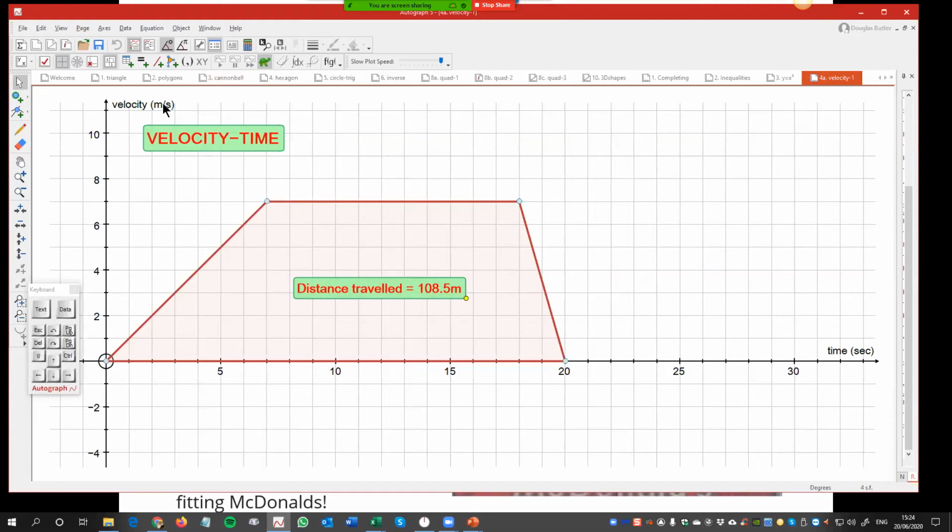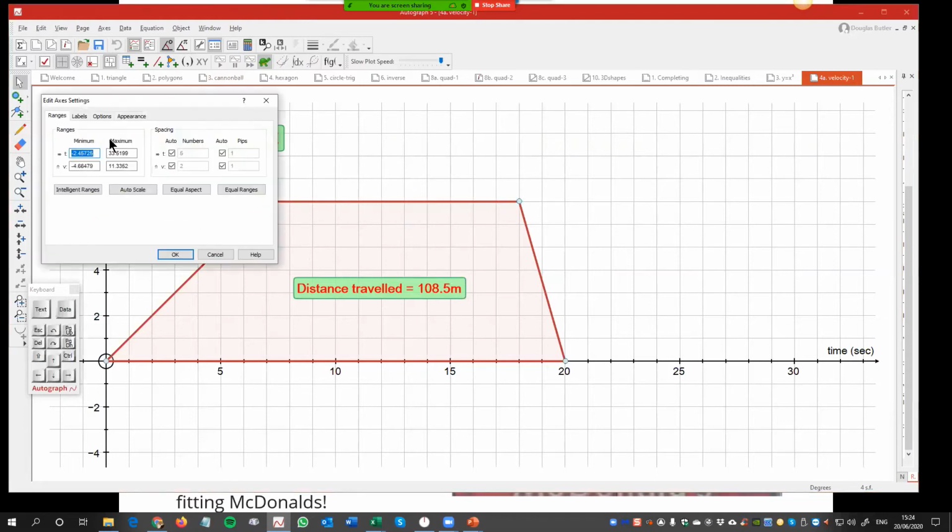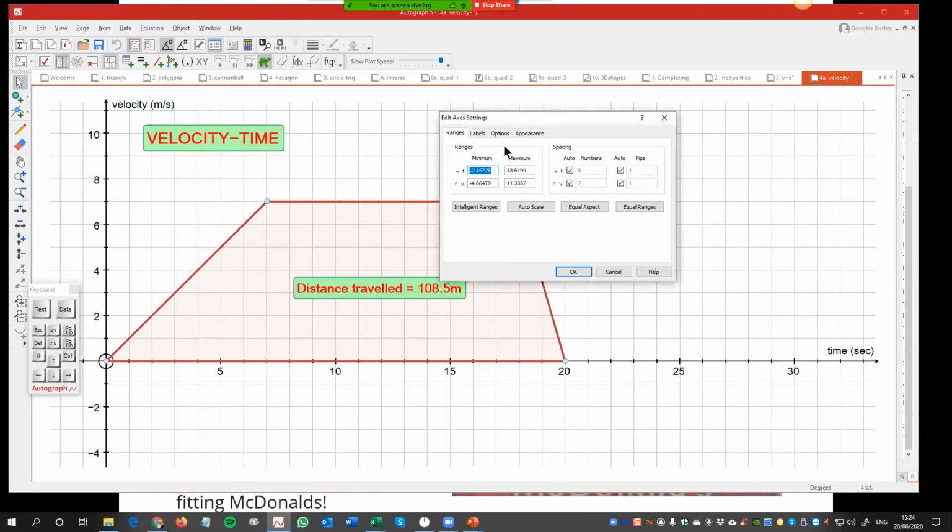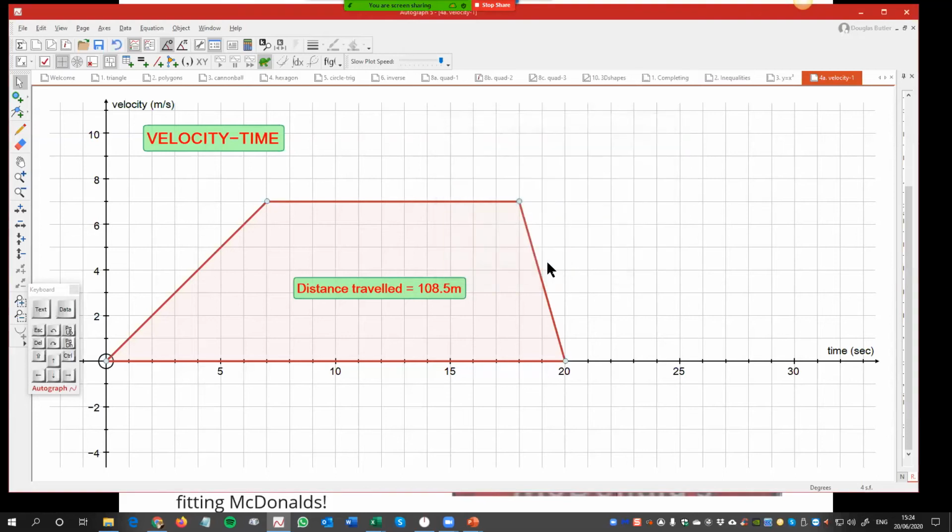Notice that the axes have been labeled velocity and time. That's all done here, double click, in the edit axes. Labels, I've changed the x variable to t and I've changed the y variable to v. So we could actually put equations in v as a function of time and it would plot them correctly. And here are the velocity and time labels with units, of course.